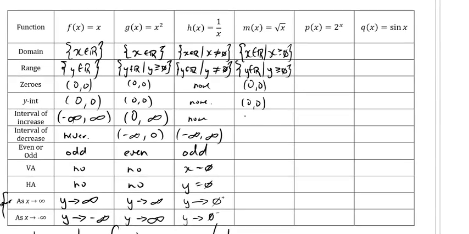But it does start at 0, so how would we show that? Including 0 and goes forever. Again, whether this is inclusive or exclusive is actually somewhat debatable, but in this case it totally makes sense to include it. It's a good example of that. And interval of decrease, never. Is it even or odd or neither? In this case, it's certainly neither.